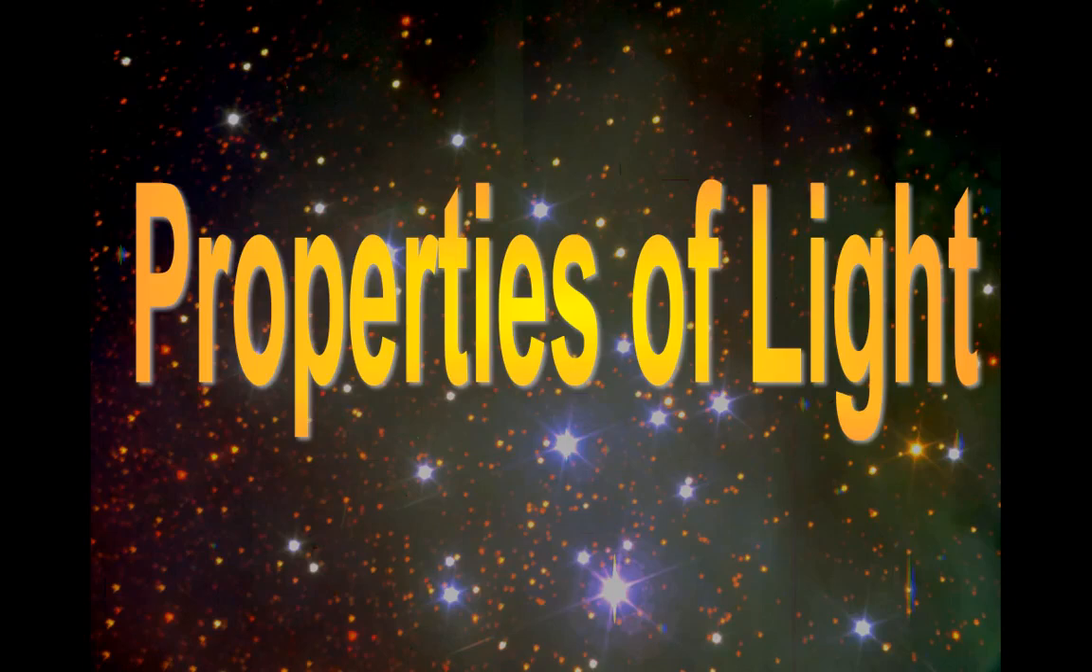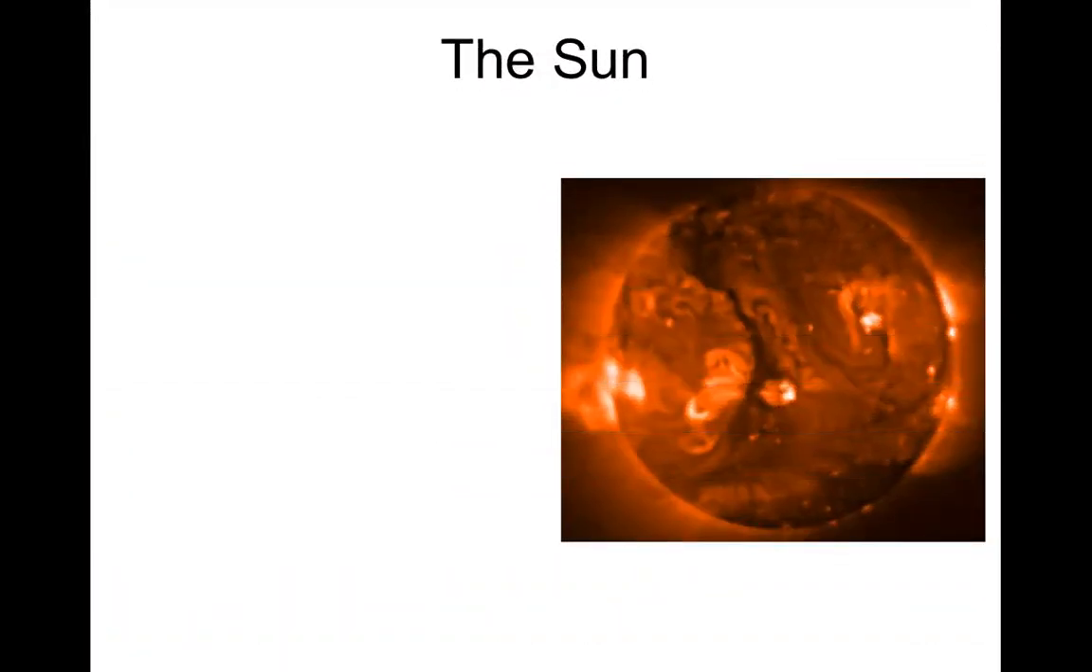Properties of light. We first have to start with the sun, which produces most of the light that we see. The sun is a star made of gas. It's the only star in our solar system.